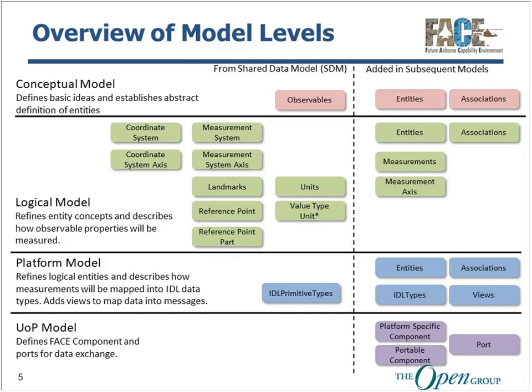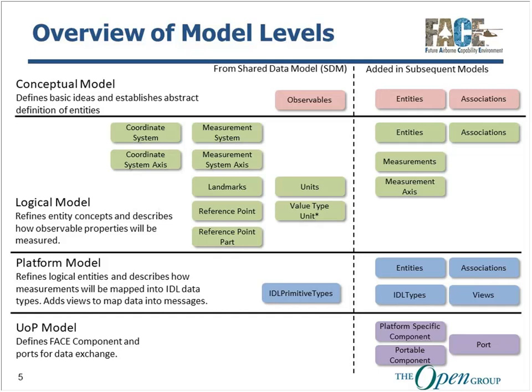These observable properties are all things that are defined in the shared data model. You can't invent new ones, not without going through the process. Everything to the left of this line is in the shared data model and standardized across all UoPs for a particular version of FACE. Things to the right of the arrow are things that you can define in UoP models or domain models or integration models and so on.